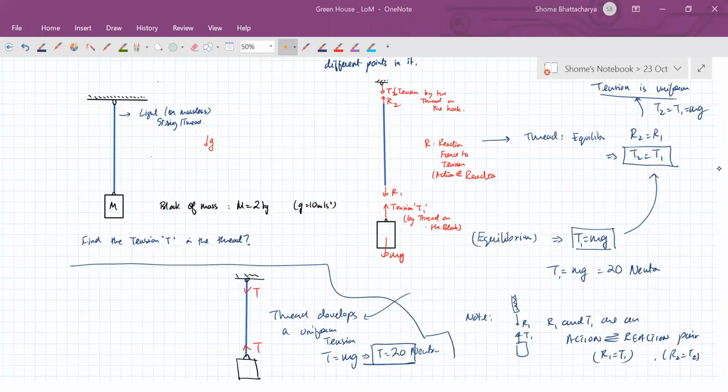Just like we calculate normal reaction in a situation by applying Newton's second law and then understanding what kind of force acts between the surface and the body, or between the two bodies in contact, like that we apply Newton's second law to any body that is attached to the rope or thread or whatever, and from the free body diagram of that, from that only we find out the tension.